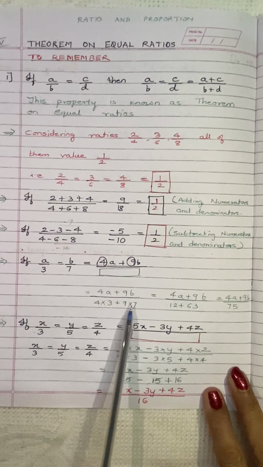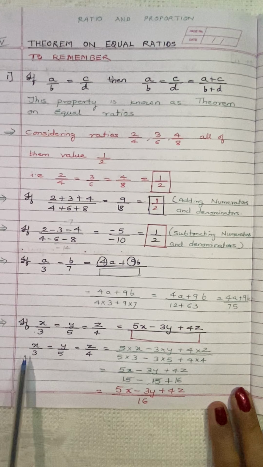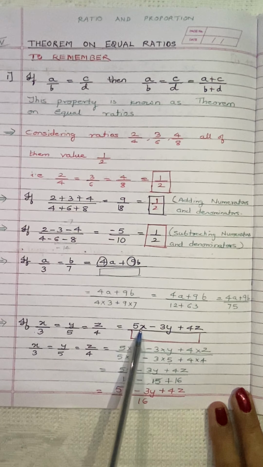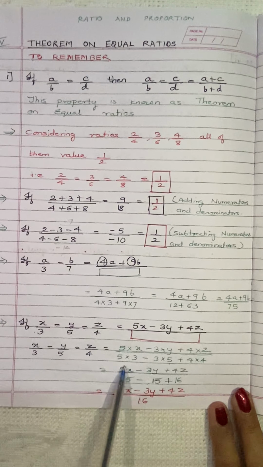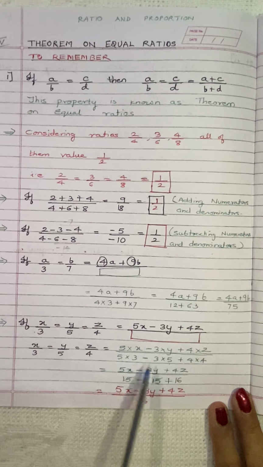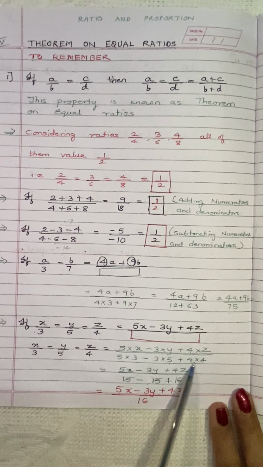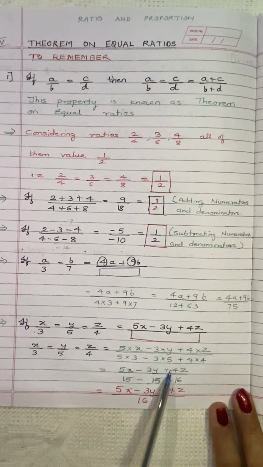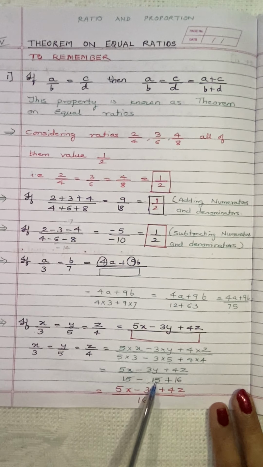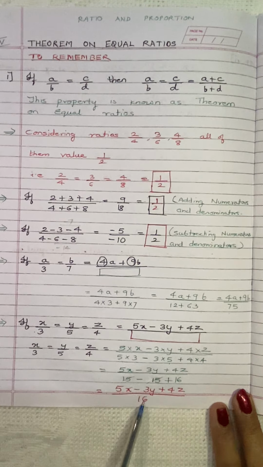If x upon 3 is equal to y upon 5, which is equal to z upon 4, and the given expression is 5x minus 3y plus 4z. So x upon 3, this is given. We will just substitute the values of x, y and z from the denominators: 5 into 3, then 3 into 5 and 4 into 4. When we solve 5x minus 3y plus 4z upon, 5 3s are 15, minus 3 5s are 15, and 4 4s are 16. So positive 15 minus 15 becomes 0, and the denominator is 16.